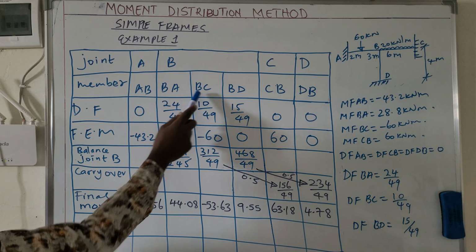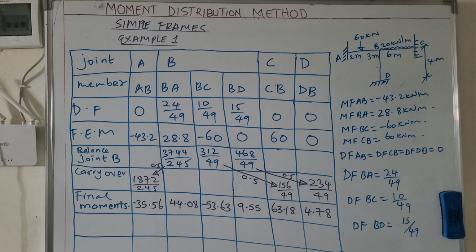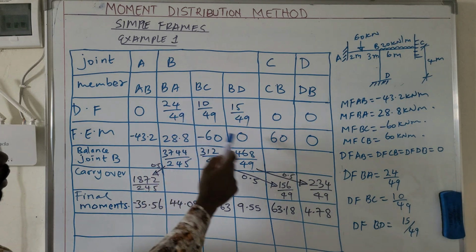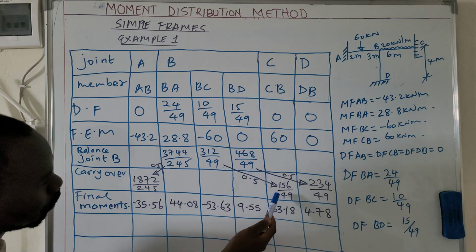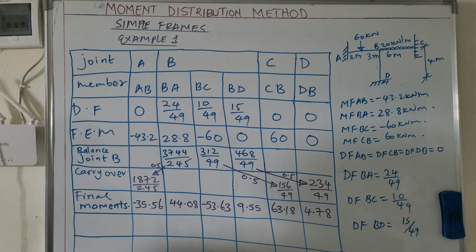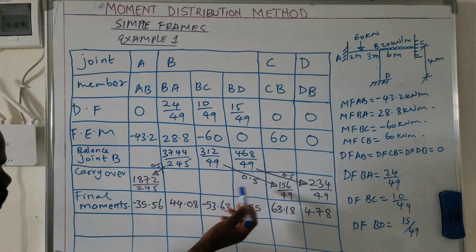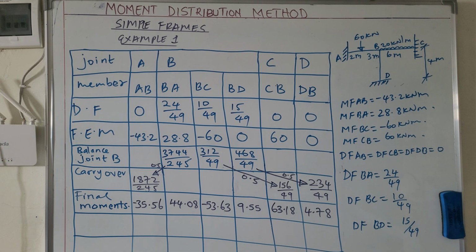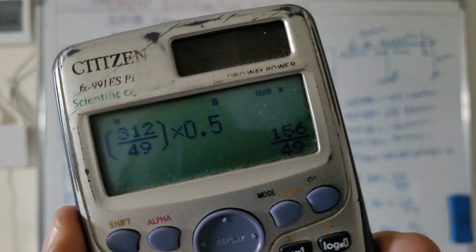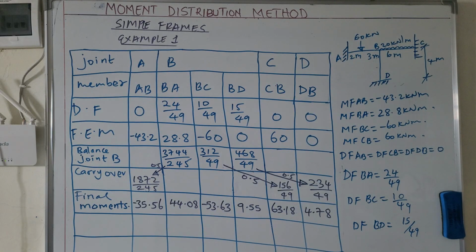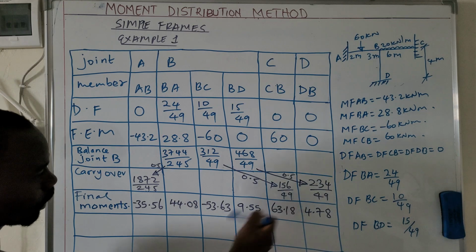You come to BC. So the opposite member of BC is CD, this one. So you'll take a half of this to the opposite member, which is BC. So 312 divide 49, multiply by 0.5. You will get 156 over 49. Check it on my calculator. 156 over 49. So you will come and write it here.